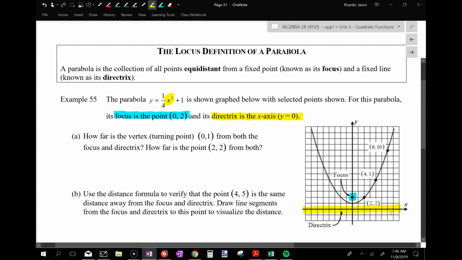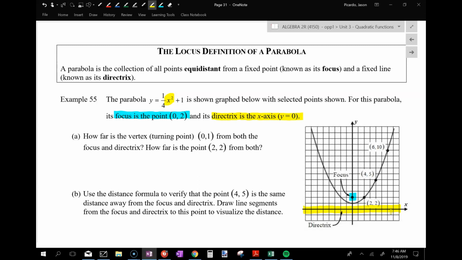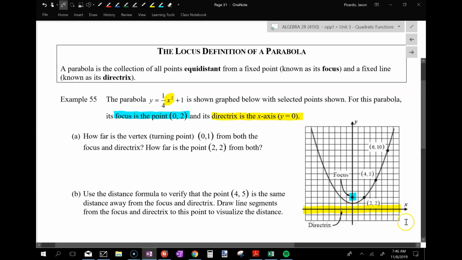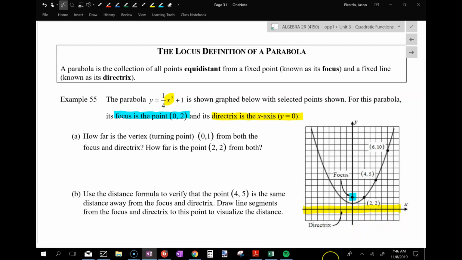So those are three new phrases: locus definition of a parabola, directrix, focus. To correlate to what I did over there, the directrix is the red line, the focus is the red dot, and the locus parabola is the green shape that looks like a parabola. Everybody okay with that? Great.